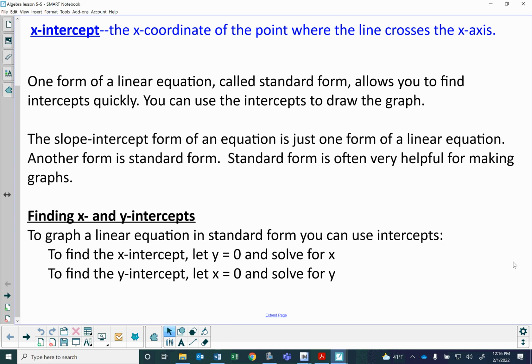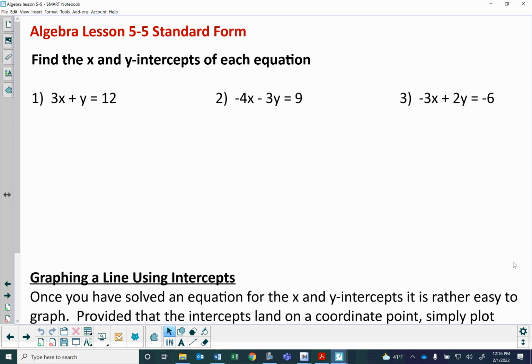To find your x-intercept, you let y equal 0 and solve for x. And to find your y-intercept, you let x equal 0 and solve for y. Essentially, you let the opposite variable equal 0 and solve for the variable that's not 0. So let's take a look at that. Find the x and y-intercepts of each equation.